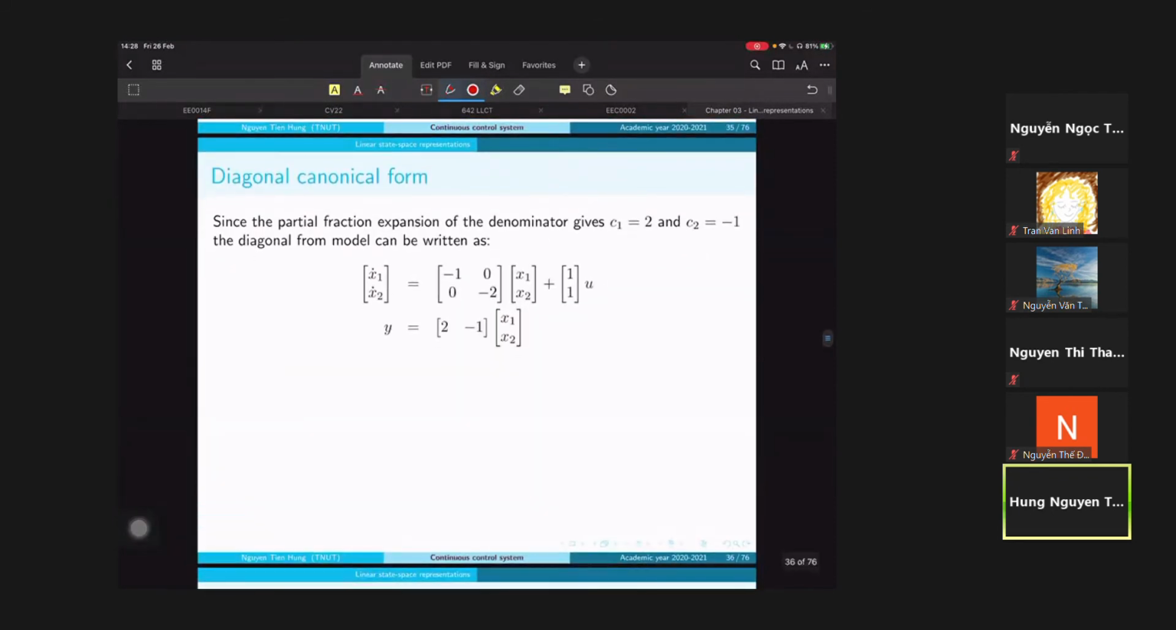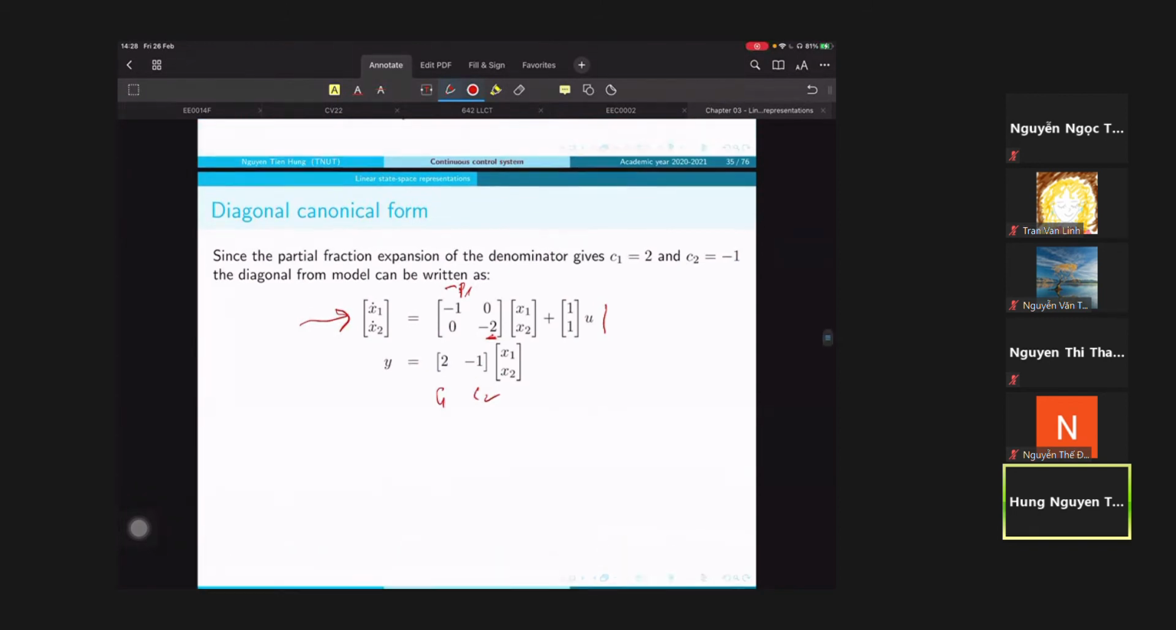So we represent the system by this form. This is a diagonal canonical form, because what we got here is minus P1, and here we have minus P2, and all these 1s, and here we got C1 and C2, for C. Okay, that's all. This is for the diagonal canonical form.